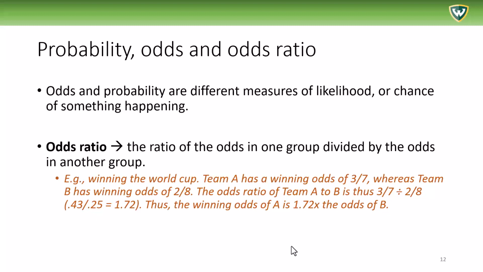So the odds ratio of Team A to Team B is thus 3 over 7 divided by 2 over 8, which is 0.43 divided by 0.25, which is 1.72. So in this way, the winning odds of A is 1.72 times the odds of B.